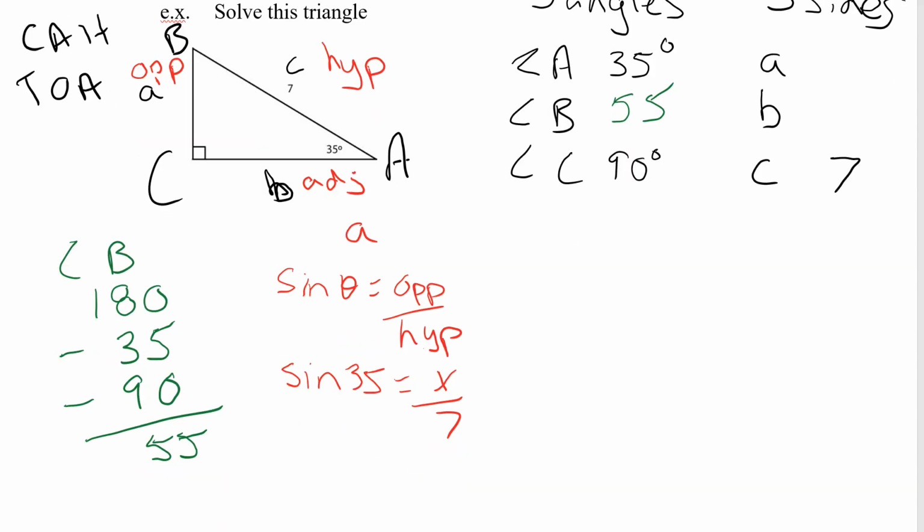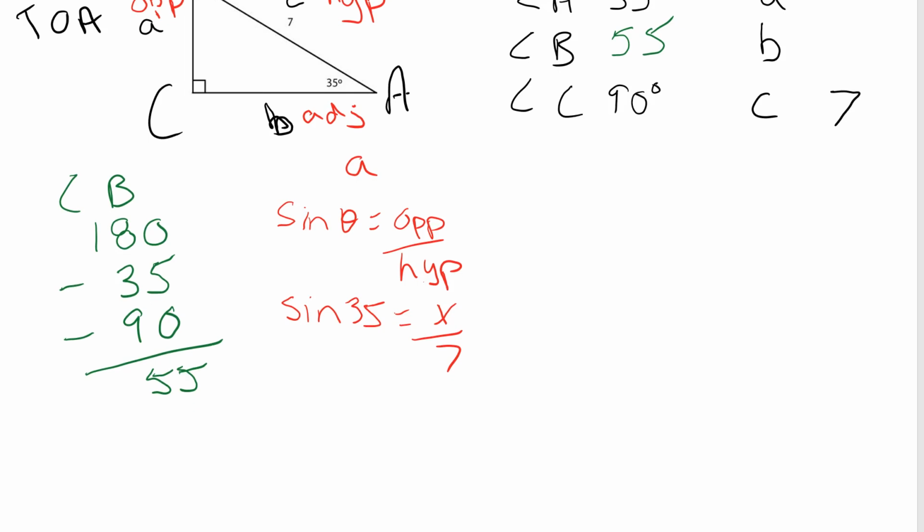Slide my work down here a little bit. Sine of 35 was 0.5736 equals x divided by 7. Now all I have to do is isolate the x. It's being divided, so I'm going to times each side by 7. And my final answer, rounded to 1 decimal place, will give me 4.0, or just 4. So now I know the length of side A.